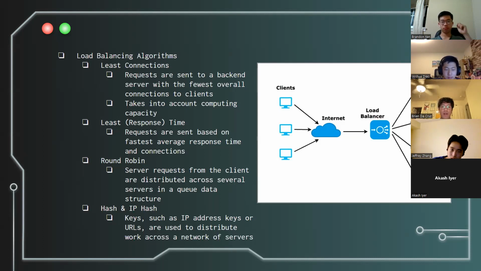Next is the round robin algorithm, in which the server is going to distribute server requests through a queue data structure, which basically allows for more organization. And finally, probably one of the most important ones, is the hash and IP hash algorithms. The way this works is it's going to take in data like an IP address or URL from a website, and it's going to create a hashing key through this. And using the hashing key, it's going to organize how the data is being distributed across several load balancers and regions.